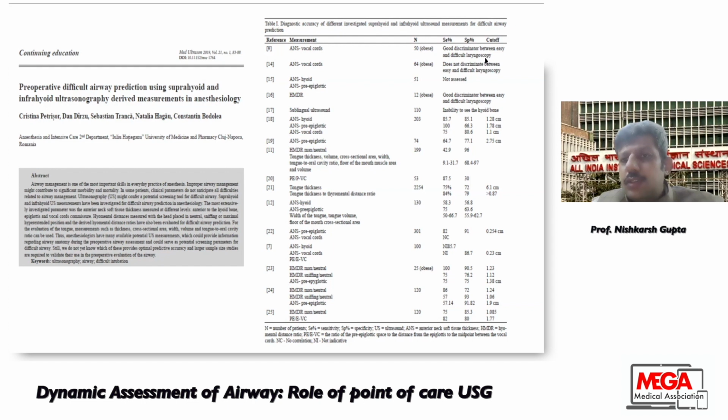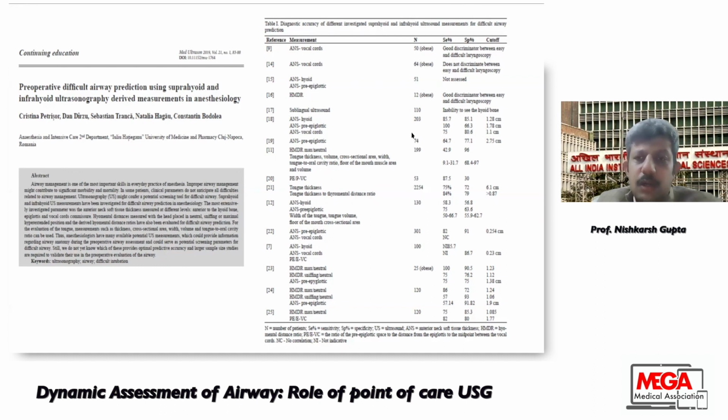one author said it was good and easy, it could easily discriminate between easy and difficult laryngoscopy. However, one of the others was not very sure, and they said discrimination between easy and difficult was not very clear. Then we have the hyoid mental distance ratio. They did it in obese patients, 12 of them, and good discrimination was found between easy and difficult intubations. Then again, we have anterior neck distances, basically soft tissue thickness of the neck at the level of the hyoid, epiglottis, and the vocal cords. And the cutoff values were between 1.1 to 1.28 and had a good sensitivity and specificity.